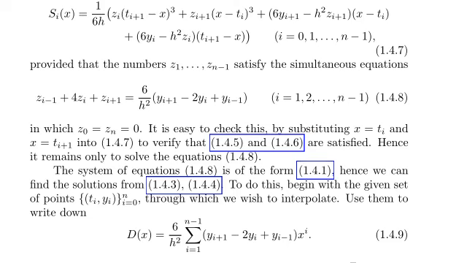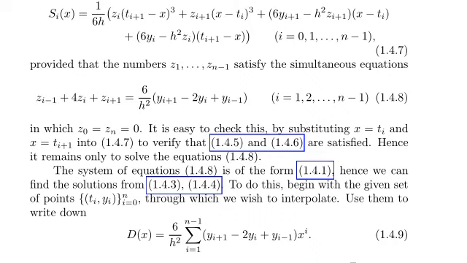So what's next? It is easy to check this by substituting x equals ti and x equals ti plus 1 to verify that Si(ti) is equal to yi and Si(ti plus 1) is equal to yi plus 1, which we just did. Hence, it remains only to solve the equations 1.4.8. So maybe we should also check that the derivative conditions hold.